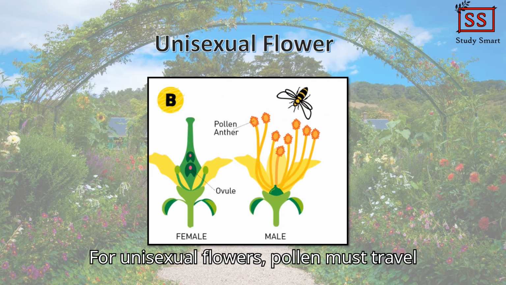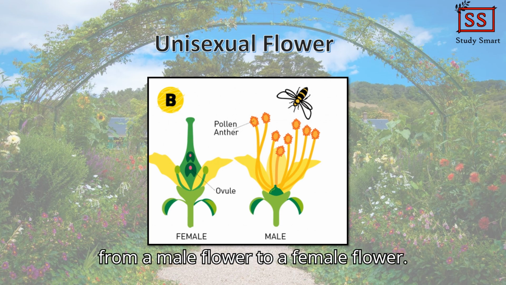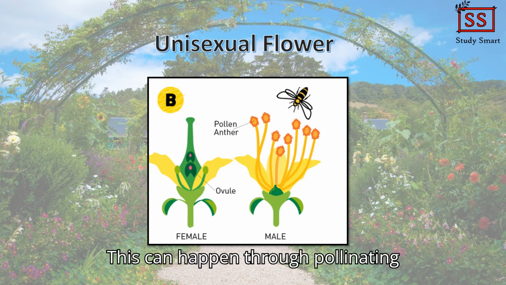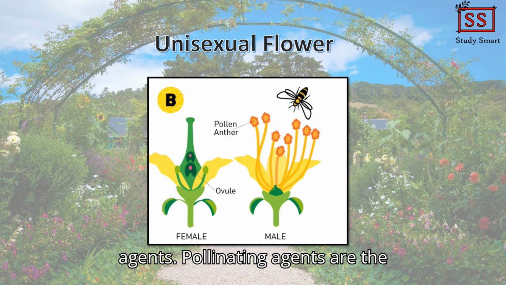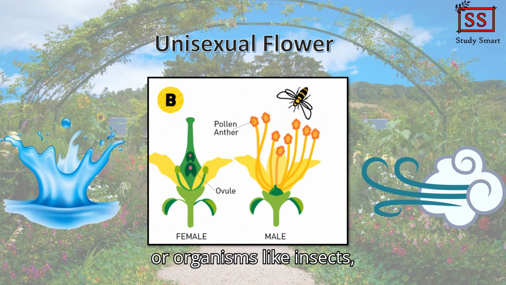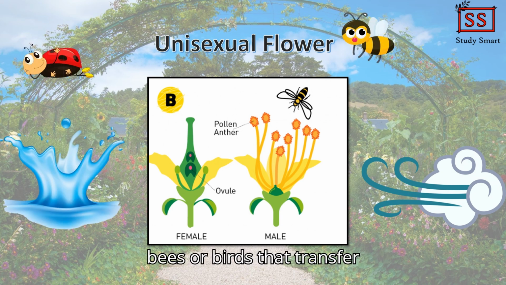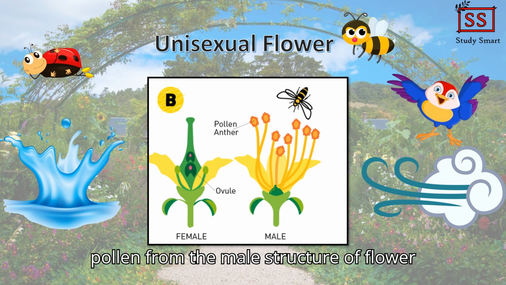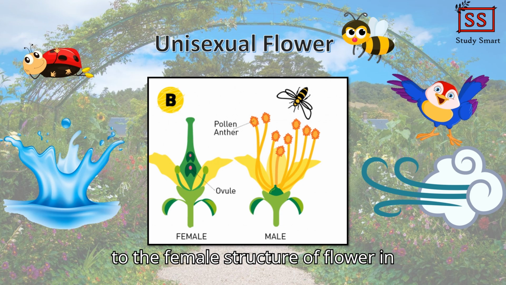For unisexual flowers, pollen must travel from a male flower to a female flower. This can happen through pollinating agents. Pollinating agents are the mediums such as wind and water, or organisms like insects, bees, or birds that transfer pollen from the male structure of flower to the female structure of flower in order to facilitate fertilization.